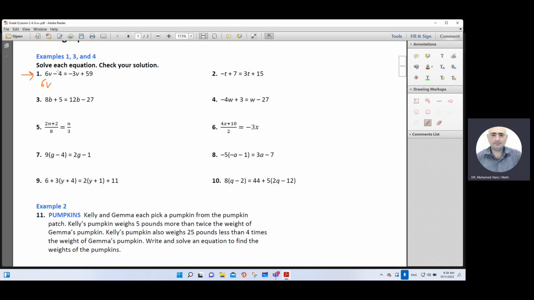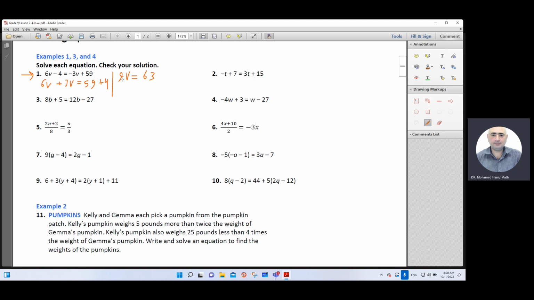So as you see here, we have 6b, and take minus 3b to the second side. The first side will be plus 3b equals, we have here 56 and 59. And take negative 4 to the second side, it will be plus 4. Then add the like terms. You have here 6b plus 3b will be 9b equals, and here 59 plus 4 will be 63.